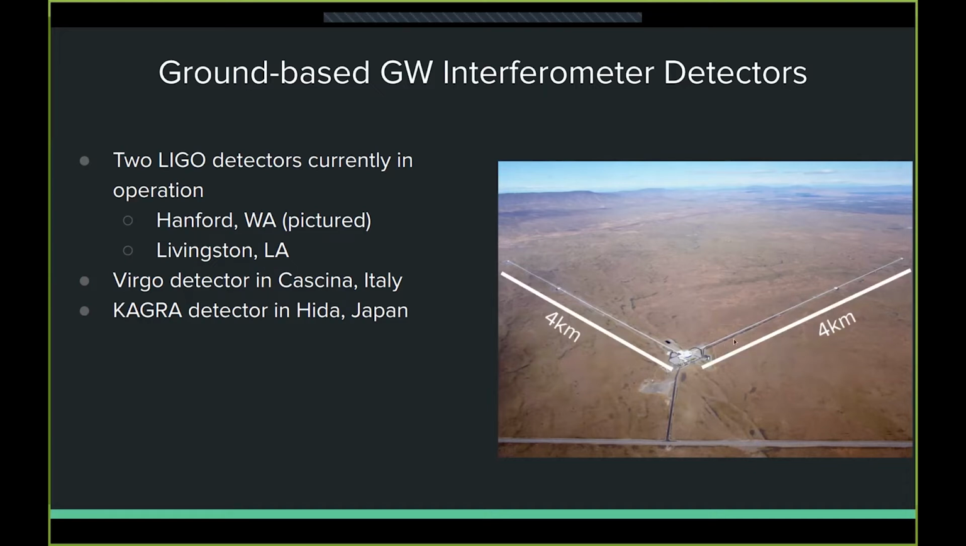This is the site right here. And then these are the arms, like this is the main site. These are the arms that the laser gets shot down. And each of those arms is 4 kilometers, or roughly 2.5 miles, long.